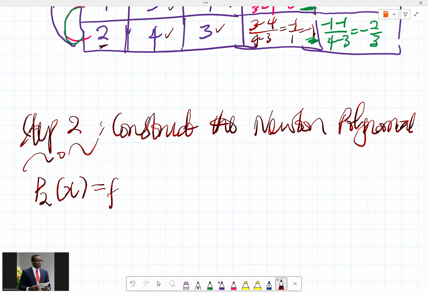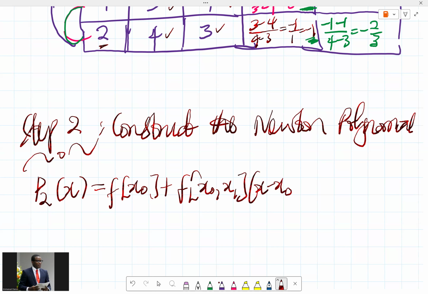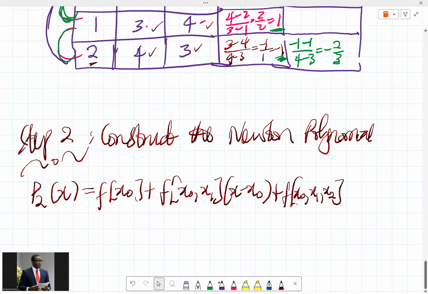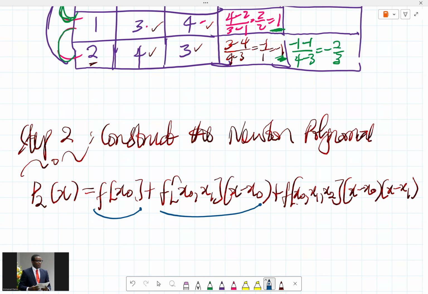So here, P2 of x equals f of x naught plus f of x naught x1 multiplied by x minus x naught, plus f of x naught x1 x2 multiplied by x minus x naught into x minus x1. And that's as far as that goes. This is the raw formula: the f of x naught, then f of x naught x1 multiplied by x minus x naught, then f of x naught x1 x2 multiplied by this, and that's the order in which it goes.